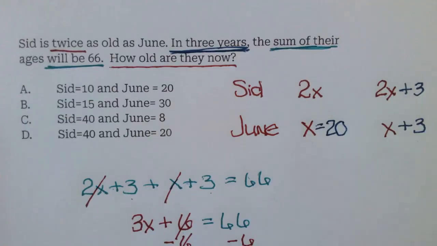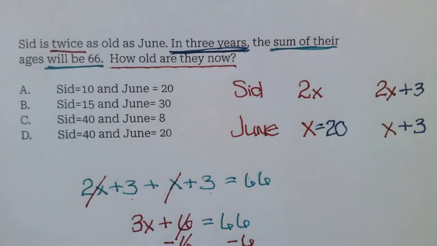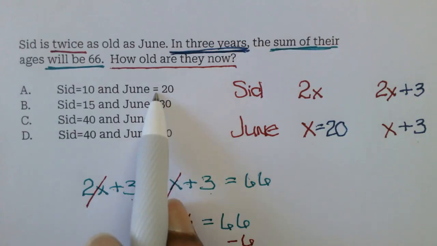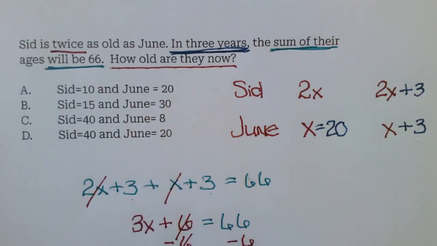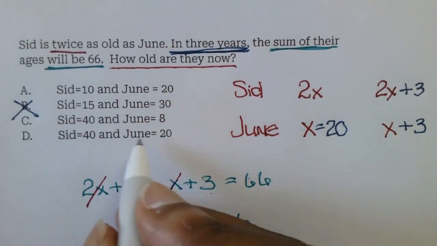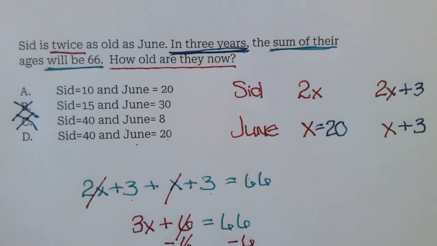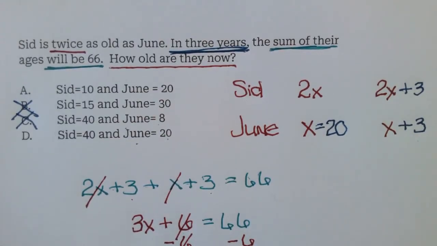now we're looking at our answer choices. This is when we're doing process of elimination. So I'm looking right at June. So June is 20, that works. June is 30, no. June is 8, no. June is 20, yes. But we need the other part.